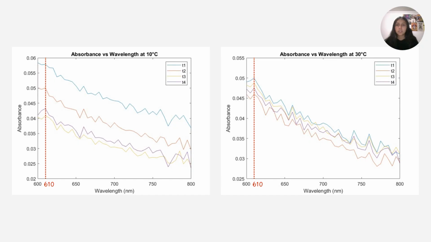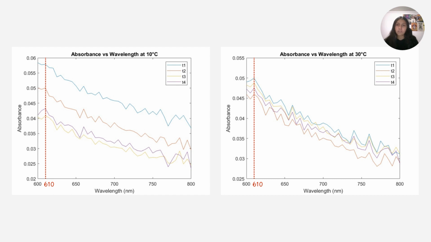First, the UV-vis spectra of the samples obtained at each time for each temperature were obtained. Here we can observe the spectra of the samples at 10 degrees Celsius and 30 degrees Celsius in the range of 600 to 800 nanometers. In this case, the maximum absorbance was used to calculate the repellent concentration. This was obtained at 610 nanometers.